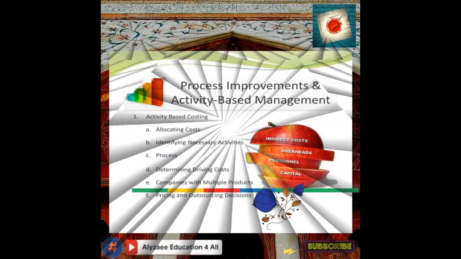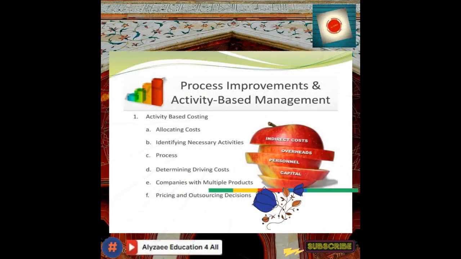So what does process improvement and activity based management say? For indirect costs, we look at the overhead costs, what they are, how to control and minimize them. Personnel: their utilization, how well we can use the personnel, how to utilize the capital. There should not be any wasted money. Activity based costing is allocating cost, identifying necessary activities, looking into the processes, bringing betterment to the processes, and determining driving costs. The fixed costs are necessary and have to be there, but the variable costs should be within the limit in the control panels.